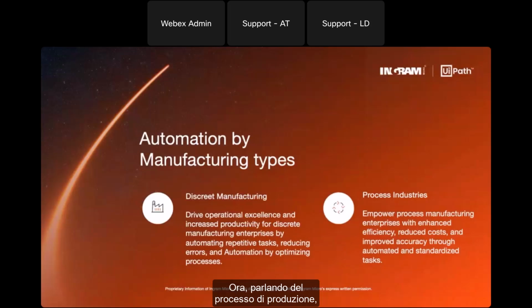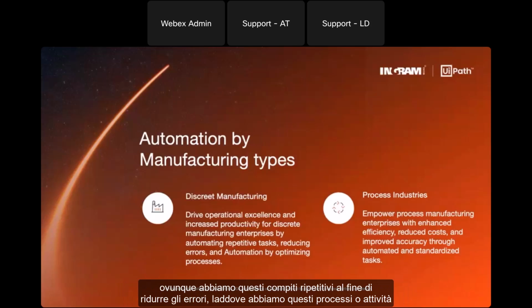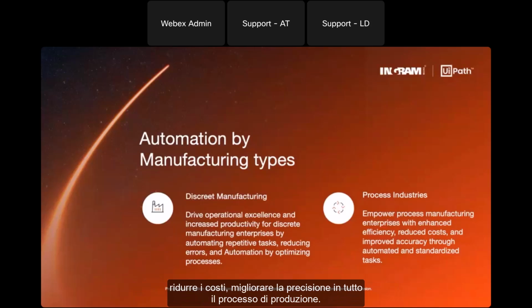Now, speaking about the manufacturing process specifically, we can enable these capabilities in both environments. What we know as discrete manufacturing, anywhere where we have these repetitive tasks, in order to reduce errors, where we have processes or tasks that are prone to human error, and how we can enable the automation and optimize those processes. But also in process industries, like manufacturing in itself, those customers that are looking to enhance the efficiency, to reduce the costs, to improve the accuracy throughout all the manufacturing process.